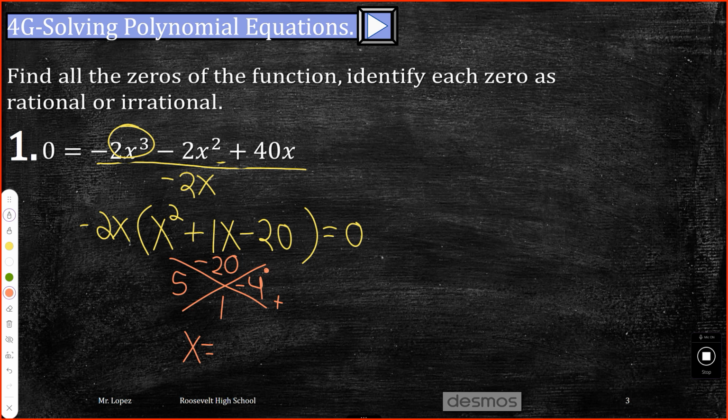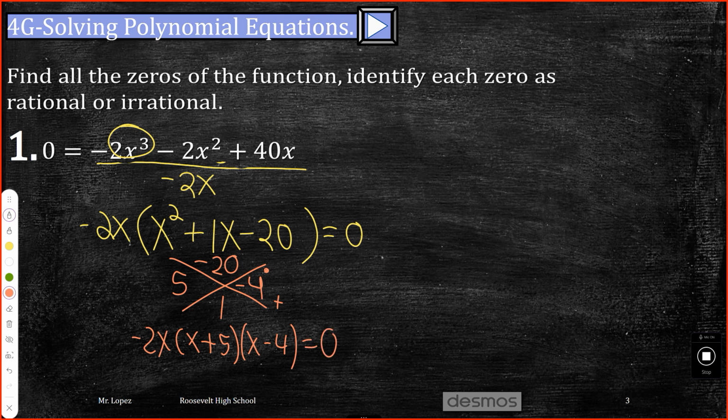It's not 5, it's negative 5. Am I going to have to write down the factors then? I guess let's do the whole work. So these are the factors that I'm going to write: x plus 5, and then x minus 4, and then bring down the negative 2x, and then equal to 0.